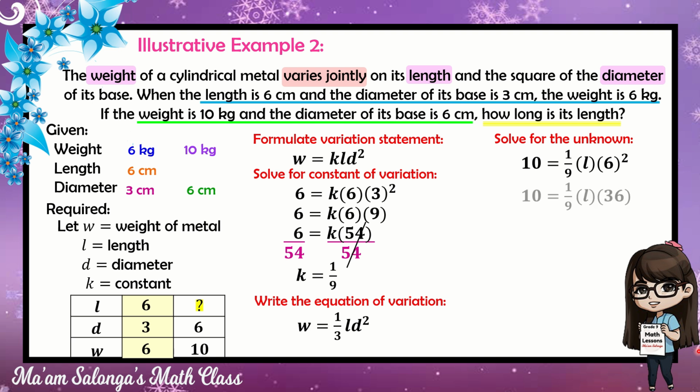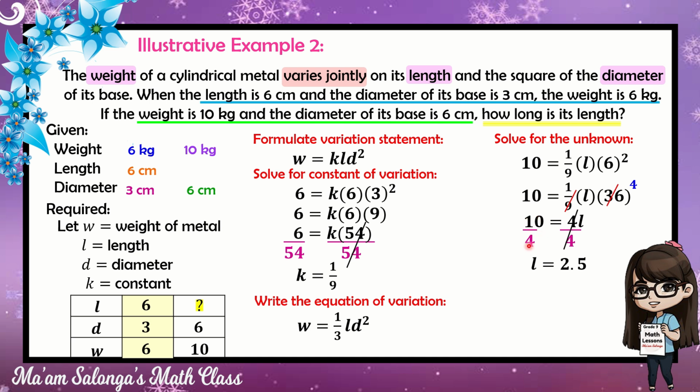6 squared is 36. And if you take note that 36 and 9 ay divisible sa isa't isa, so we can cancel it out. 36 divided by 9 is 4. And 9 divided by 9 is 1. So wala nang matitira. So ang gagawin lang natin, i-multiply natin si 1, si L, at saka si 4. And that is 4L. Then divide both sides by 4. L is now equal to 2.5 or 5 halves.